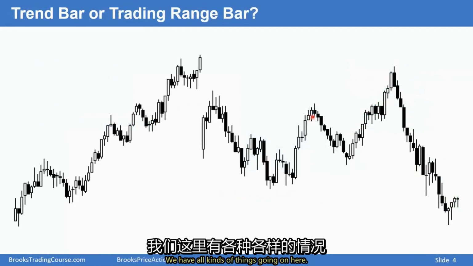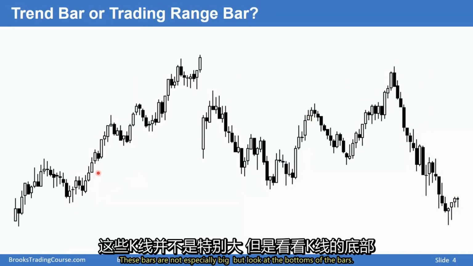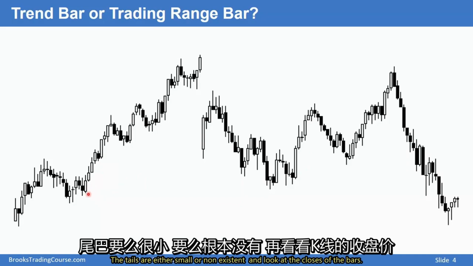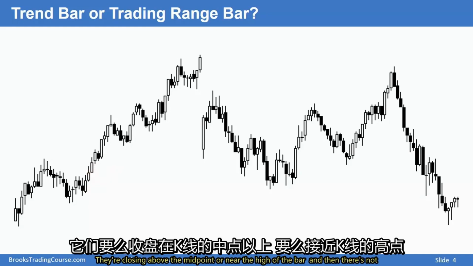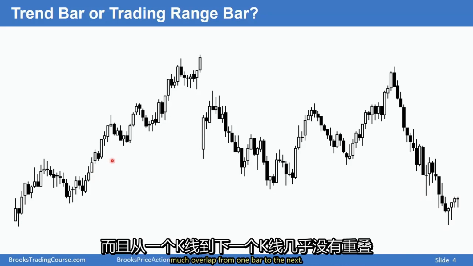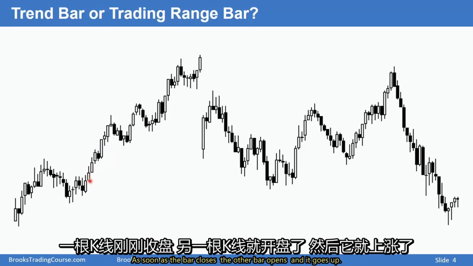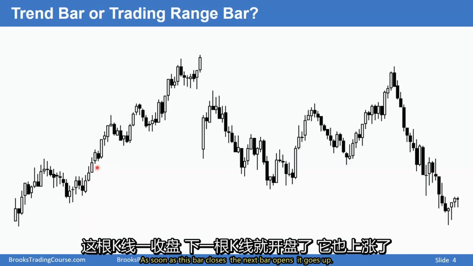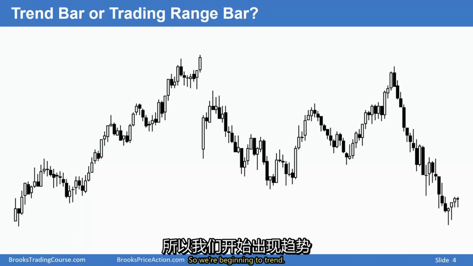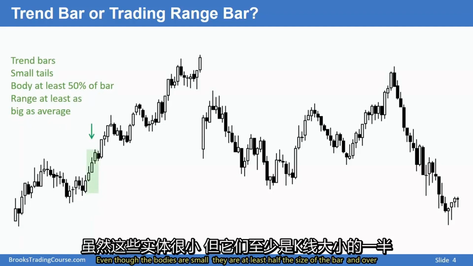We have all kinds of things going on here. Take a look down here. These bars are not especially big, but look at the bottoms of the bars. The tails are either small or non-existent, and look at the closes of the bars. They're closing above the midpoint or near the high of the bar, and then there's not much overlap from one bar to the next. As soon as the bar closes, the other bar opens and it goes up. As soon as this bar closes, the next bar opens, it goes up. So we're beginning to trend. Even though the bodies are small, they are at least half the size of the bar.